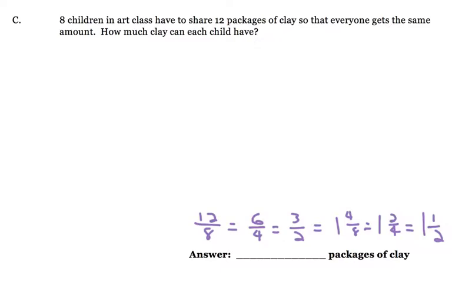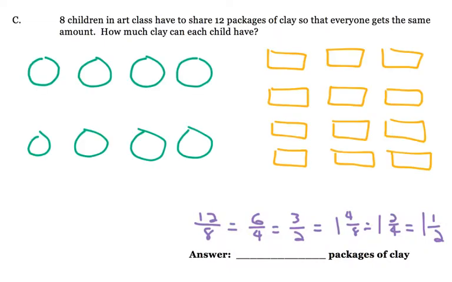This last one's kind of crazy because there are so many different equivalent answers depending on how you draw the picture. It says that 8 children in an art class have to share 12 packages of clay so that everyone gets the same amount. Alright, so with a quick drawing to set it up, the green circles represent the 8 children, and then the rectangles, all 12 of those are the packages of clay.